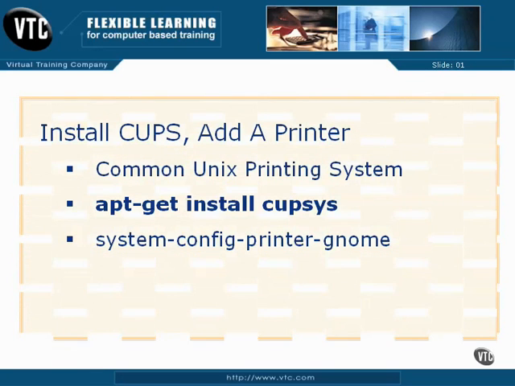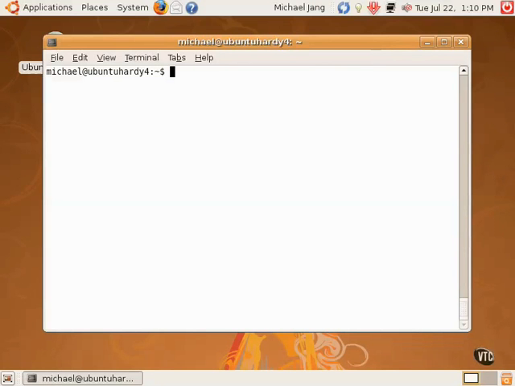Install cups, add a printer. Printer management on most Linux distributions, including Ubuntu Linux, is based on cups, the common Unix printing system. To install cups, run the sudo apt-get install cups command.